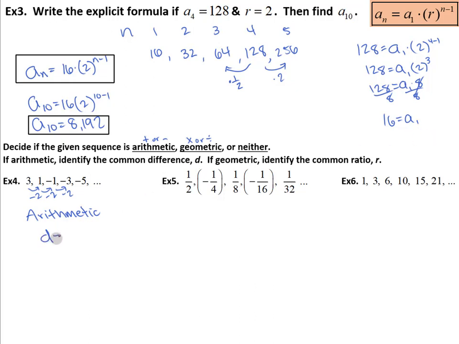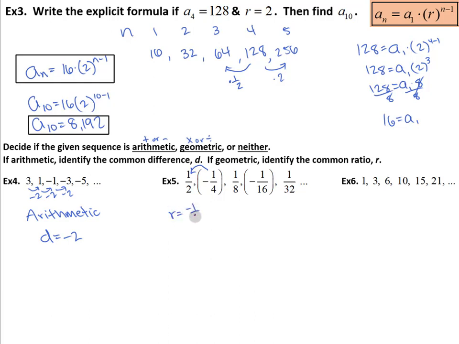Here the common difference, what they're subtracting over and over again, is -2. For our next one, I see my numbers are alternating again, which makes me think they're multiplying by a negative number. So I'm thinking in terms of geometric, but how do I tell if it's really geometric? Well, let's see if we can calculate r.